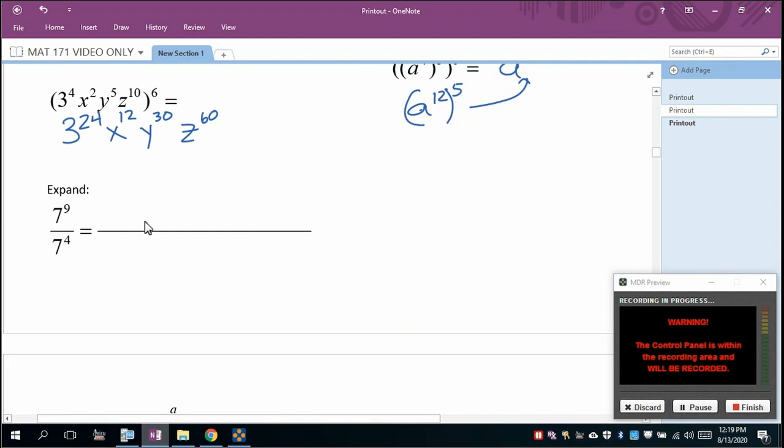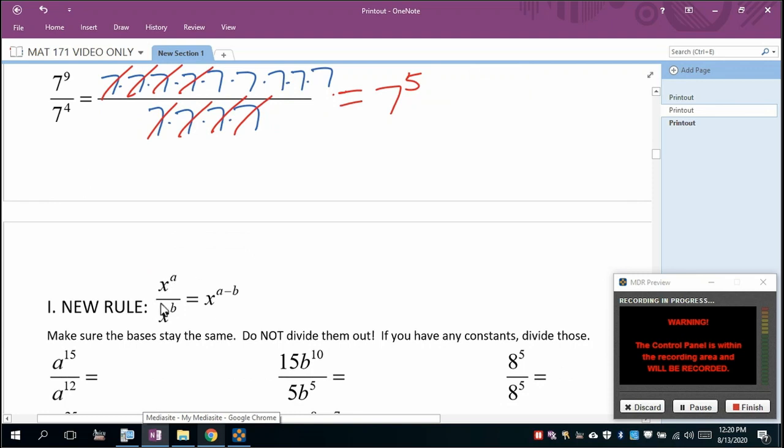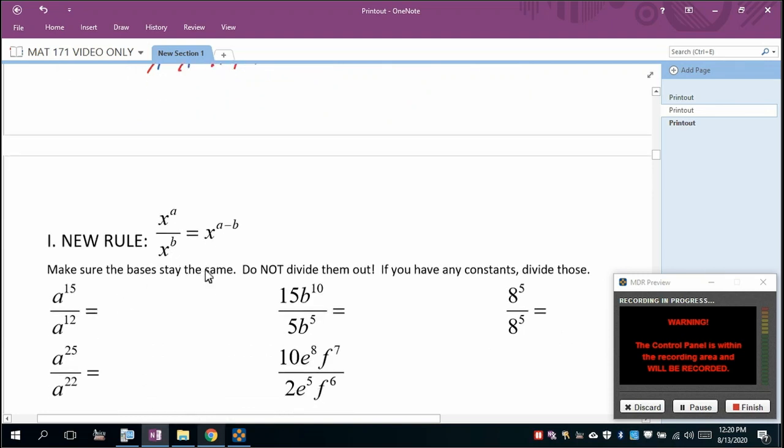Now, if I wanted to expand this, 7 to the 9th, there's 1, 2, 3, 4, 5, 6, 7, 8, 9, and then 4 sevens here on the bottom. Sounds like a slot machine. We can cancel or eliminate 4 of the sevens, so we have 7 to the 5th. Now, we could have gotten that even easier had we just done 7 to the 9 minus 4, or 7 to the 5th. And make sure the bases stay the same.